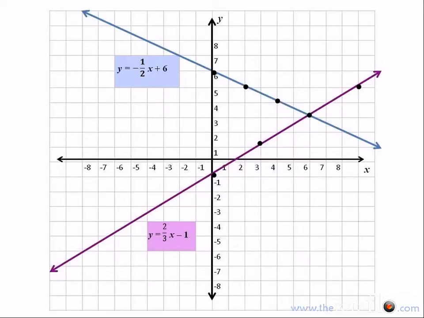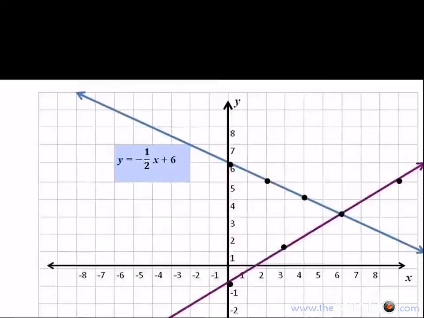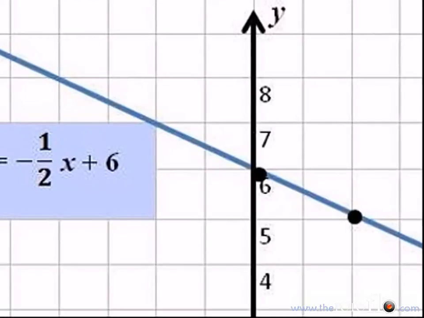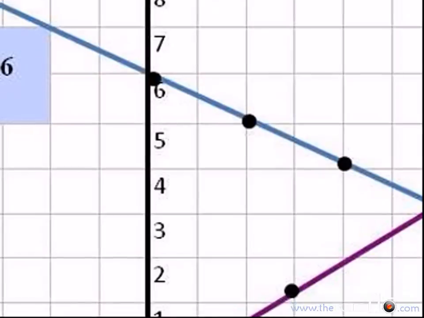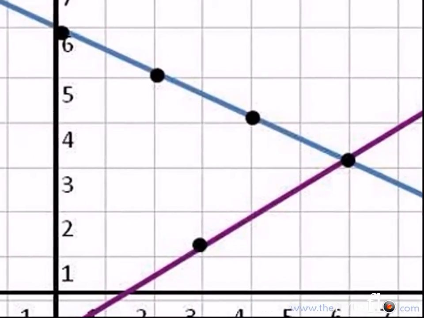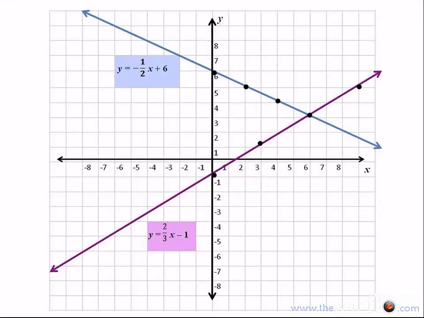To graph the second equation, we locate the y-intercept, which is 6. Since the slope is -1/2, we can move 1 space down and 2 spaces to the right to locate more points. Once we have found a few points, we can draw the line.